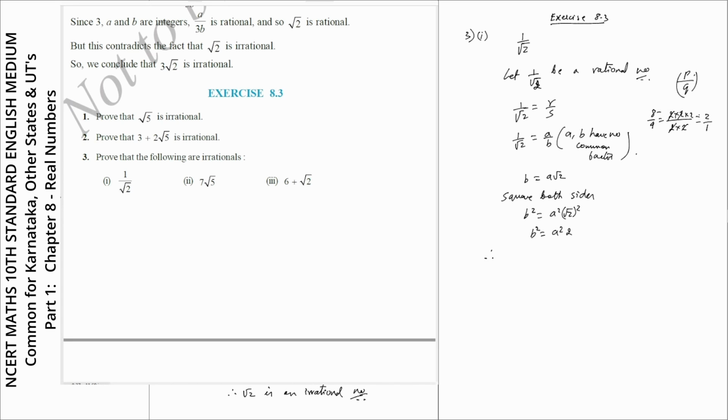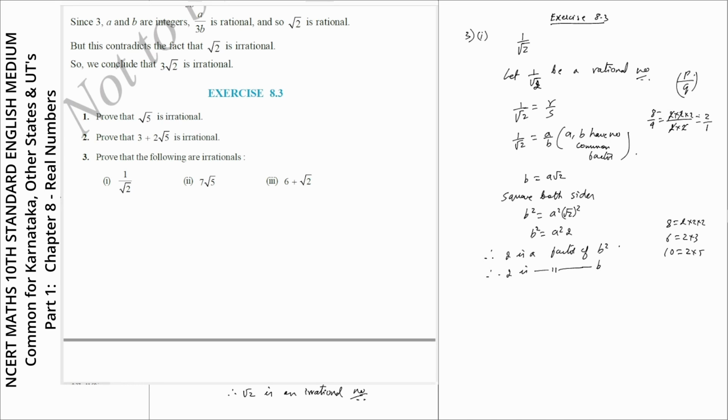Therefore, for example, I can write 8 is equal to 2 into 2 into 2. That means 2 is a factor of 8. 6 I can write 2 into 3. That means 2 is a factor of 6 and 3 is also a factor of 6. 10 I can write as 2 into 5. That means 2 is a factor of 10 and 5 is a factor of 10. So b square is equal to a square into 2 means 2 is a factor of b square. Therefore 2 is a factor of b square. That means 2 is a factor of b also.